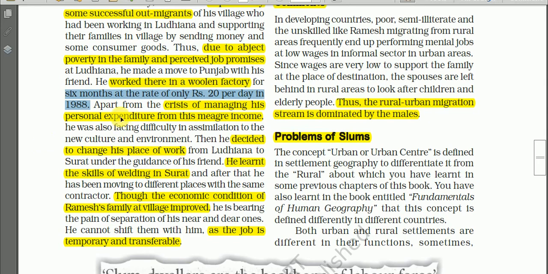And apart from the crisis of managing his personal expenditure from this meager income, he was also facing difficulty in assimilating to the new culture and the environment. So this was the problem faced by him in Ludhiana, okay, that the daily wage is very low, and because of that there was a crisis of managing his personal expenditure from that 20 rupees per day, and he was also facing difficulty in adapting to the new culture and the environment in Ludhiana.